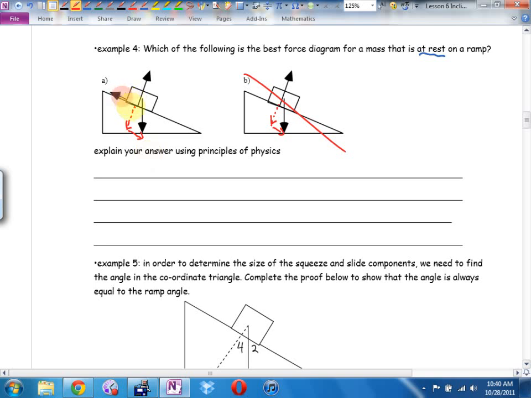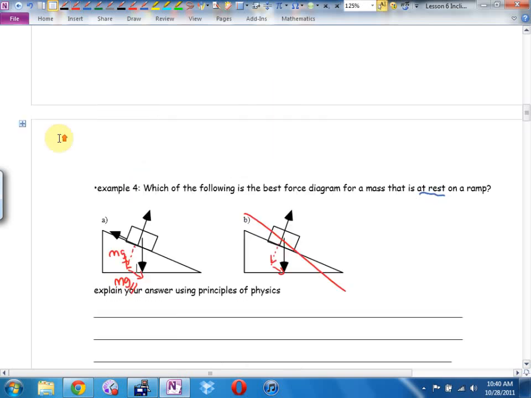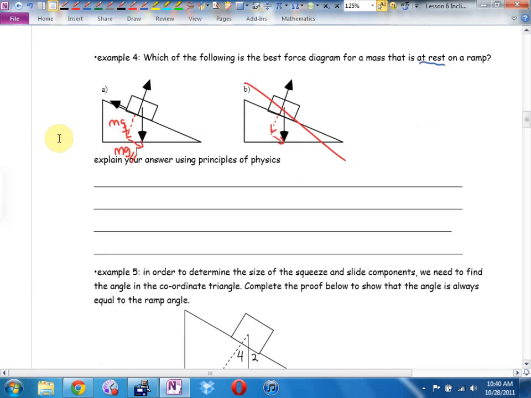I'll call this MG perpendicular. I'll call this MG parallel. Do you see why I said I want to draw a bigger diagram? This is why I drew a nice big diagram here, because if you're doing them small, it gets really awkward to label things. But in my answer, I would say friction has to equal the parallel to the ramp component of gravity to be at rest. B would have to be sliding. In fact, B is a frictionless surface. B is ice.